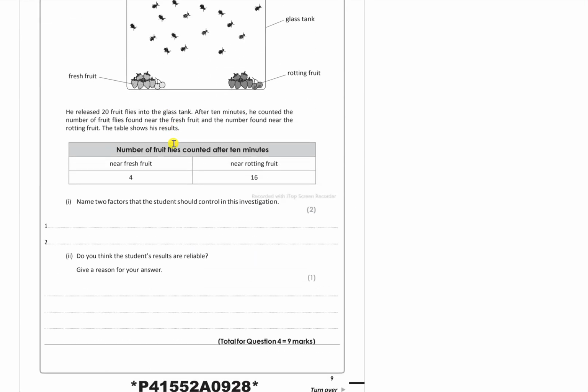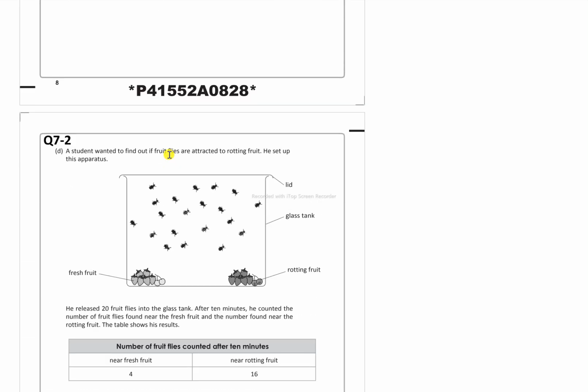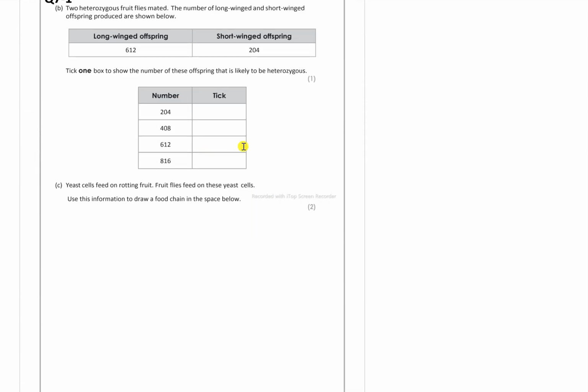Right, let's have a look. Okay, let's try to squeeze this onto this video. Right. I think this is food chain.